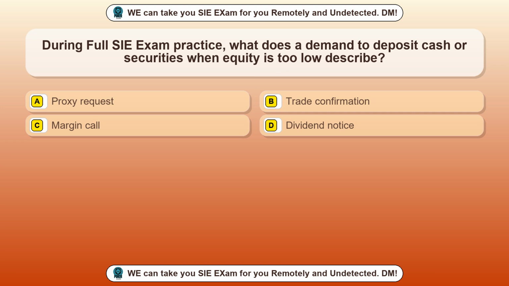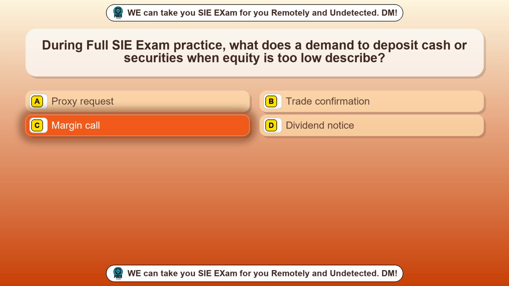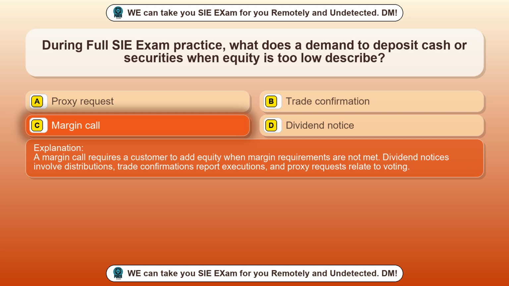Question 50. During full SIE exam practice, what does a demand to deposit cash or securities when equity is too low describe? Option A, proxy request. Option B, trade confirmation. Option C, margin call. Option D, dividend notice. The correct answer is option C, margin call. A margin call requires a customer to add equity when margin requirements are not met. Dividend notices involve distributions, trade confirmations report executions, and proxy requests relate to voting.